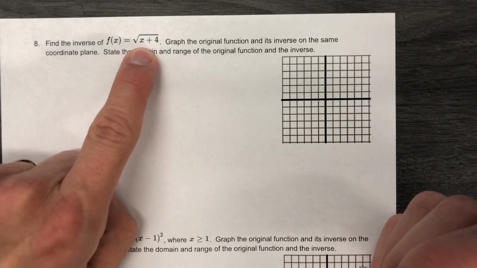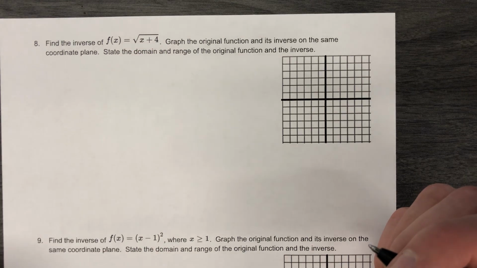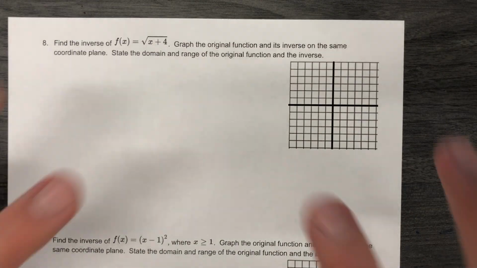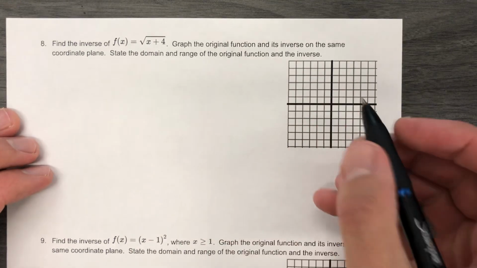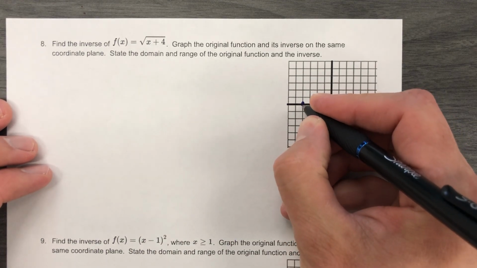This is a square root function. It is shifted to the left 4. This plus 4 is with the x. You could say it's in parentheses. It's under the grouping symbol, so to speak, air quotes there, of the radical. So we're going to go negative 4, 1, 2, 3, 4, and put a point at 0.